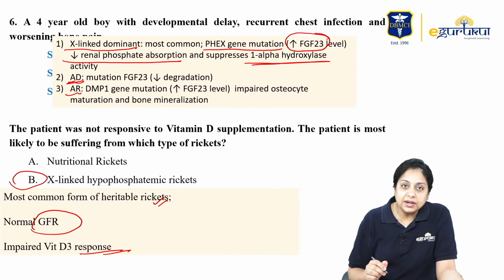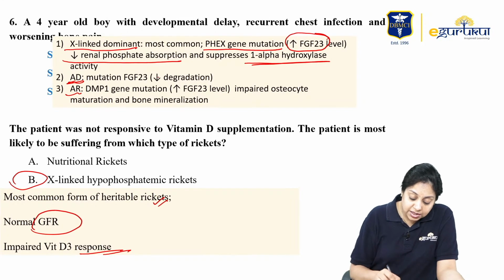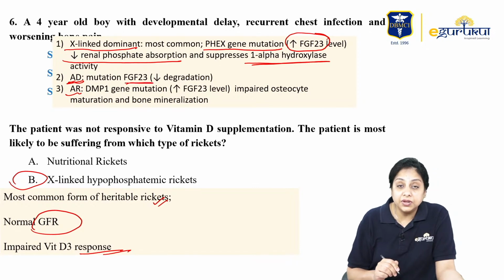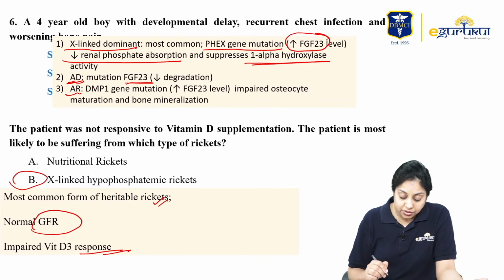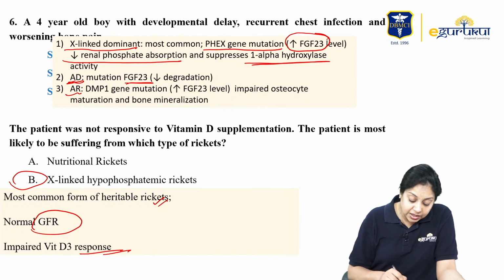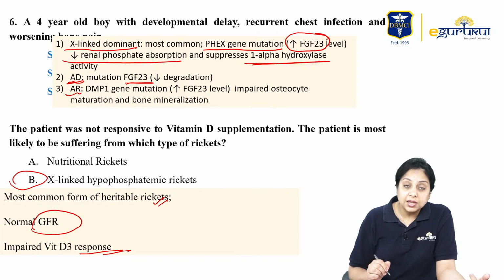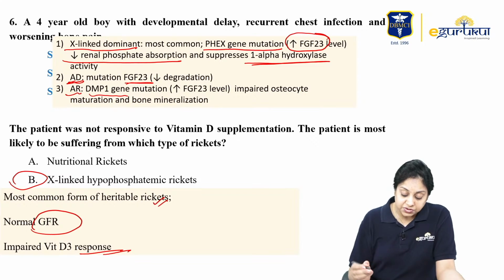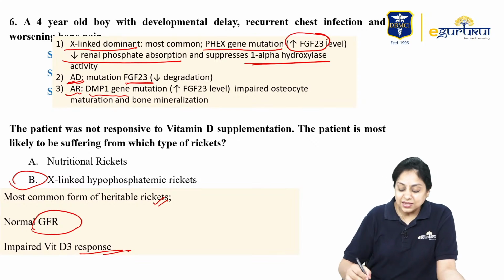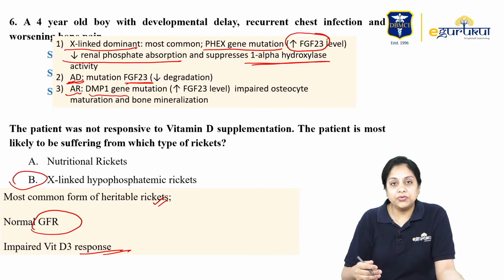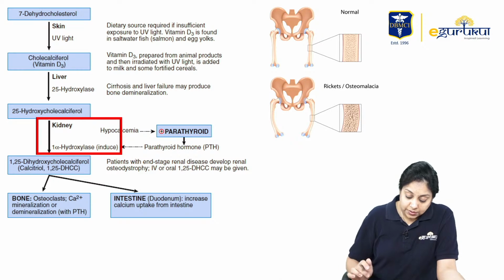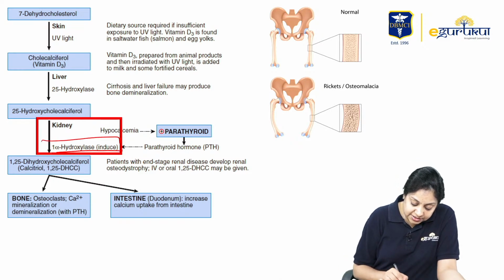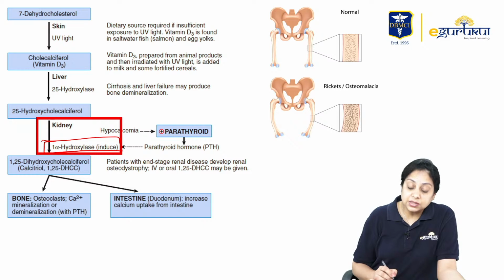If this is inherited in the autosomal dominant fashion, there is a mutation in FGF23, right? So it is not degraded. Again, it is going to affect the 1-alpha hydroxylase enzyme. If it is inherited in autosomal recessive fashion, the mutation is in the DMP1 gene, which is going to increase the FGF23 level. These three kinds of inheritance are not really asked, but just to give you a few extra points, right? So this is 1-alpha hydroxylase that we see in the synthesis of vitamin D.